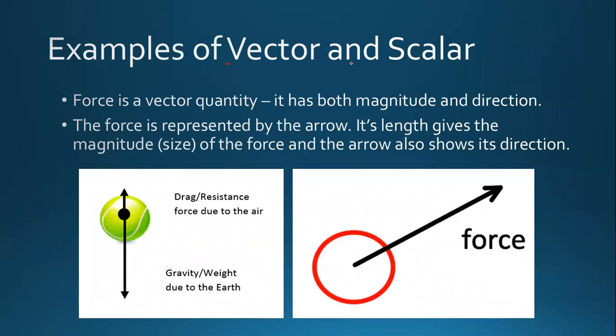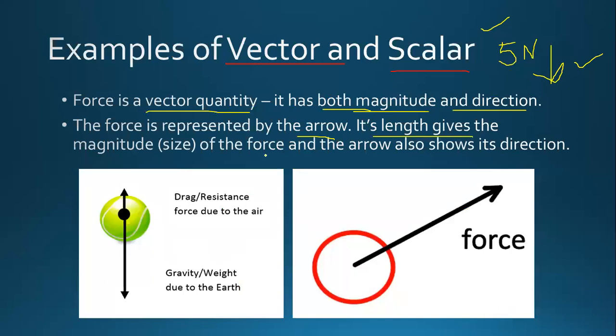Examples of vectors and scalar quantities को देख लेते हैं. Now for example, force जो है, force is a vector quantity. It has both magnitude and direction. जैसे कि मैंने आपको बताया 5 न्यूटन downwards. इधर आपके पास magnitude भी है, आपके पास direction भी आ रही है, which is downwards. The force is represented by the arrow, and its length gives the magnitude and the size of the force. Kabhi kabhar, if the value is not present, you can look at the size of the arrow. That would tell you the magnitude.